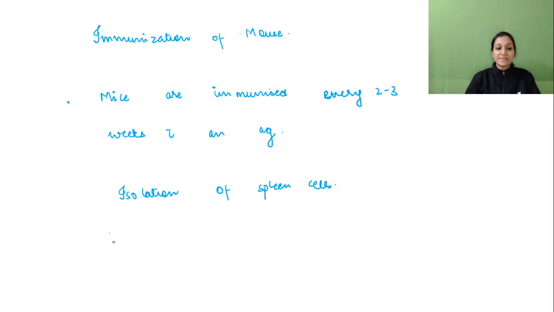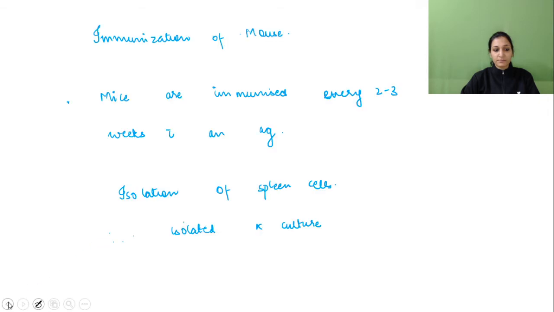Spleen cells will be isolated and then cultured on a suitable medium. The mouse will be sacrificed, a slit will be made, and after opening the ventral side of the mouse, the spleen will be extracted, the spleen will be crushed into small pieces, and then the cells would be cultured.